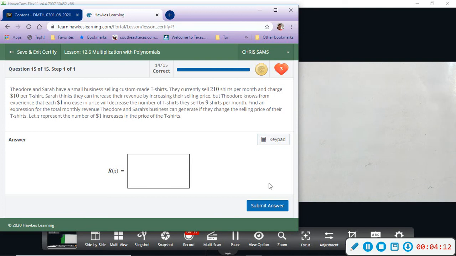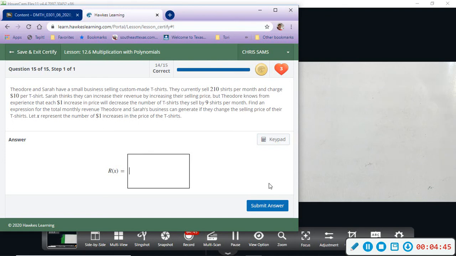Alright, and number 15, our last one, we got another application. So we got Theodore and Sarah have a small business selling custom t-shirts. They sell 210 per month. Charge $10 per shirt. Sarah thinks they can increase revenue by increasing their selling price. Theodore knows from experience that each $1 increase will decrease the number of t-shirts they sell by 9 per month. Find an expression for the total monthly revenue Theodore and Sarah's business can generate if they change their selling price of the t-shirts.